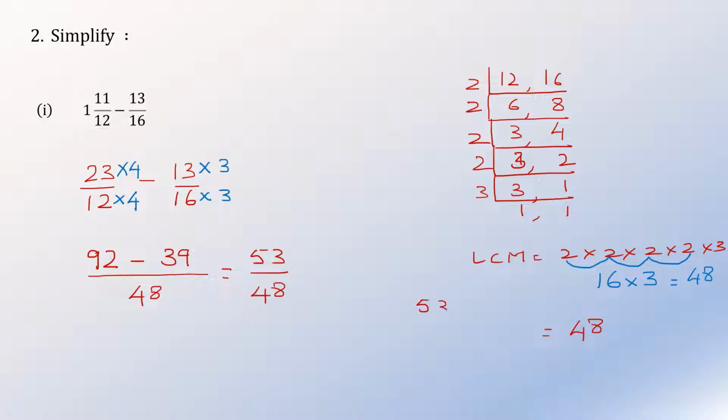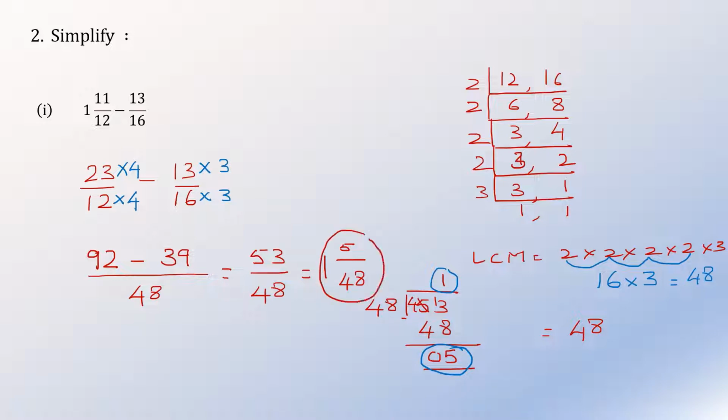So 53 divided by 48. 48 ones are 48, minus, let's minus this. 13 minus 8 is 5. So we're going to use this quotient as our whole number 1. The remainder 5, we are going to use it as our numerator. And denominator is the same as in the question, 48. So 1 5/48 is our final answer. Okay, so I hope all of you got that.